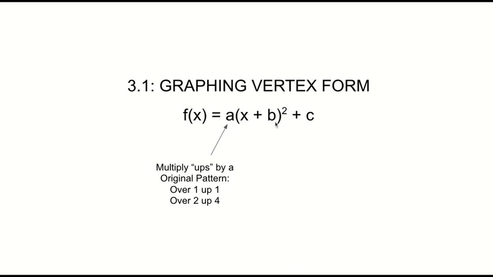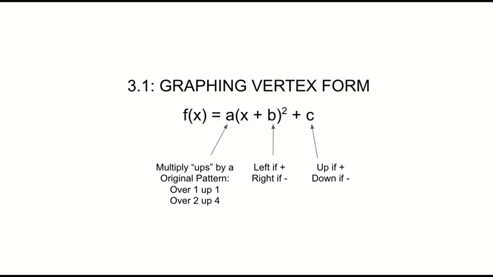The number inside of the parentheses moves the vertex left if it's a plus, right if it's a minus. This part's a little tricky because our minds want to think left is the minus, but it's not. Left is if it's a plus. The number at the end moves it up and down. Up if it's a plus, down if it's a minus.